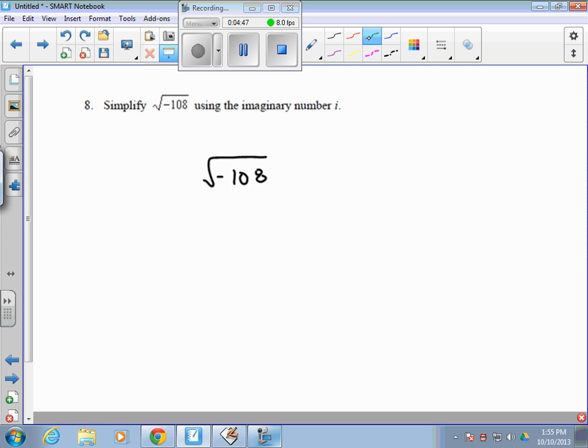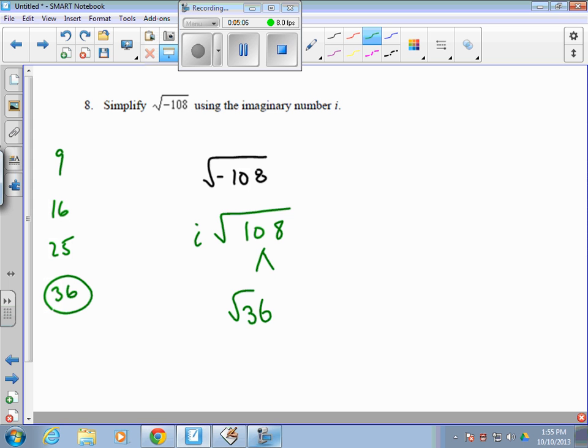So the first thing you need to do is take the square root of 108 and multiply it by i to take the negative out. Then you have to determine, is there a perfect square that's a factor of 108? Remember your perfect squares: 3 times 3, 4 times 4, 5 times 5, 6 times 6. And this is the one we're actually going to use, because the square root of 36 multiplied by 3 gives you 108. Make sure you bring down your i before you forget it.